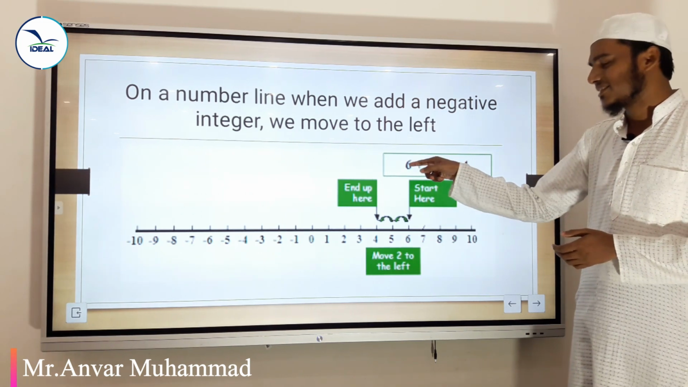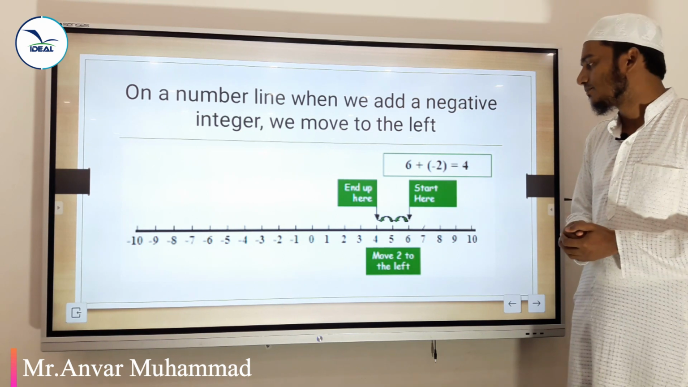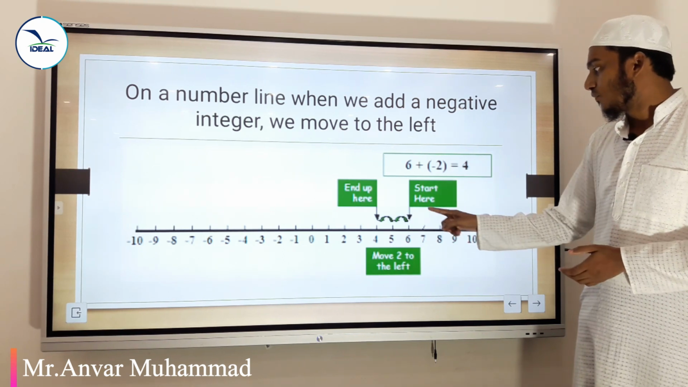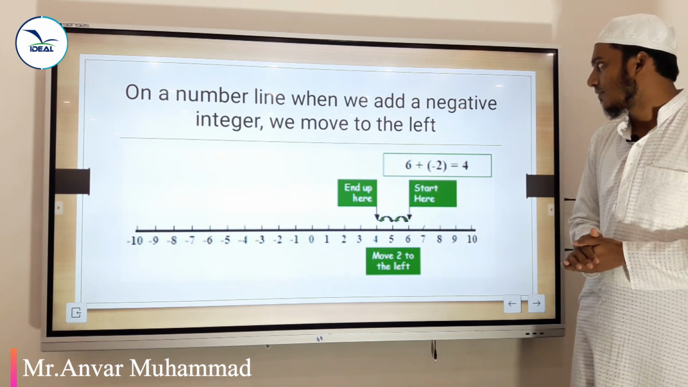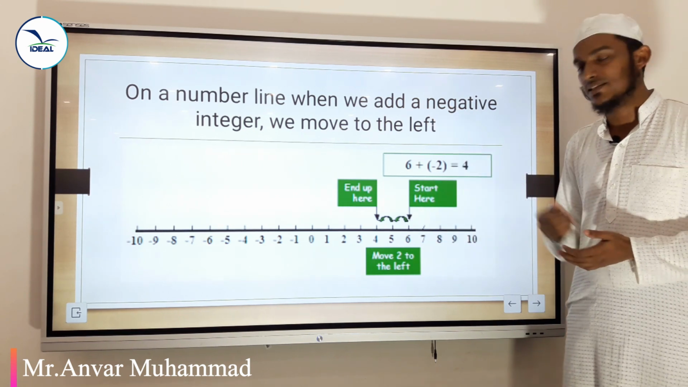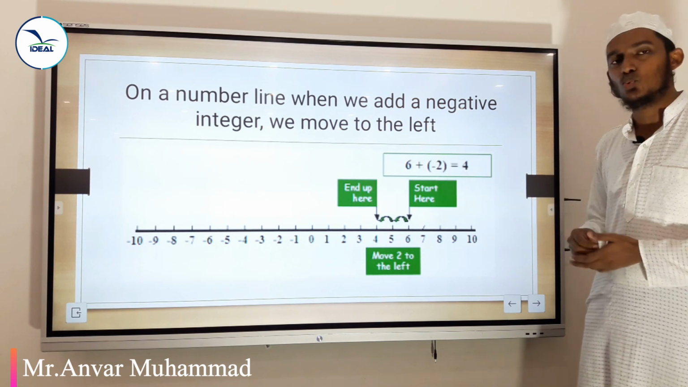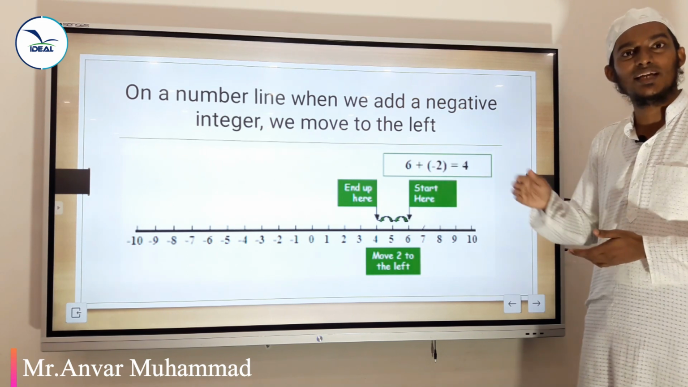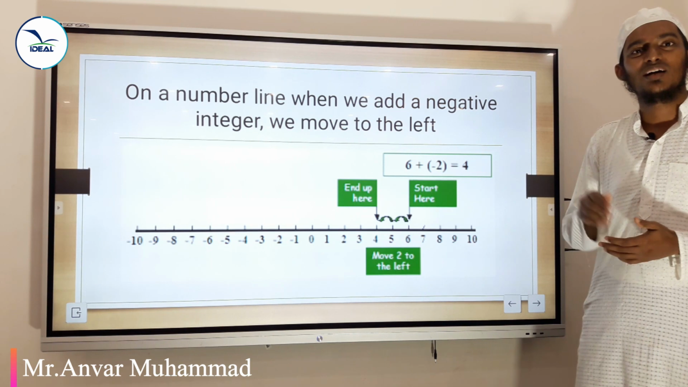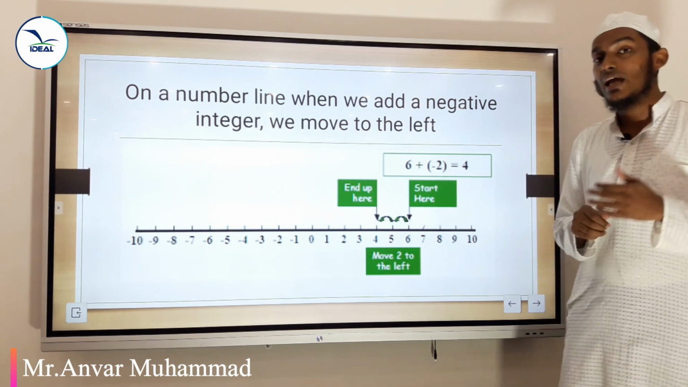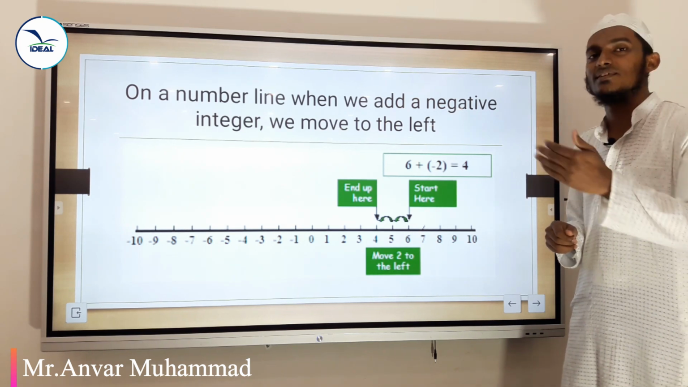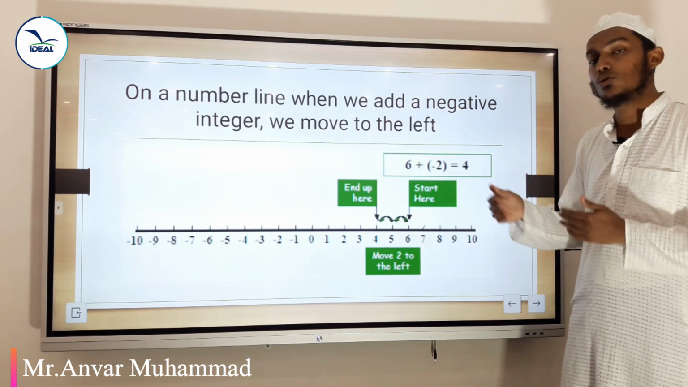So let us see the example here. You have the number 6. It's not a matter of concern for us. We will start here from 6, and we have to add a negative integer. So 6 plus minus 2. Addition is the operation, and we are adding a negative integer. So we have to move to the left. When we add a negative integer, we should move to the left.